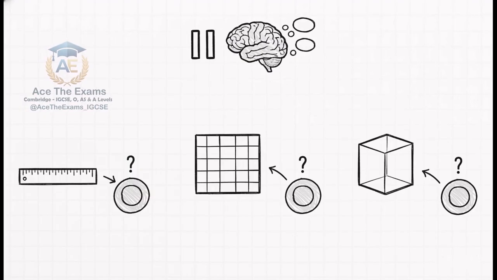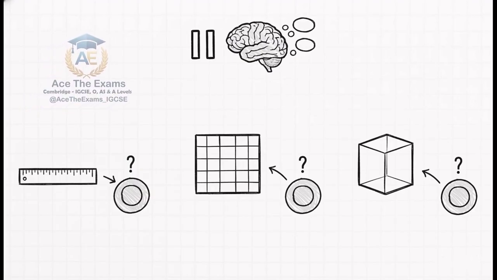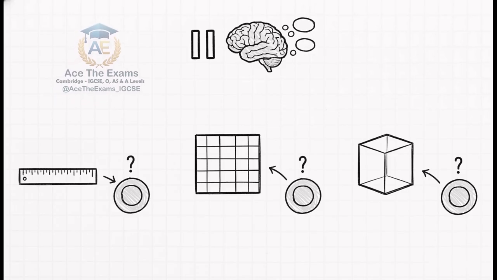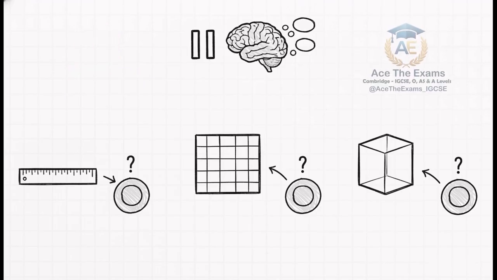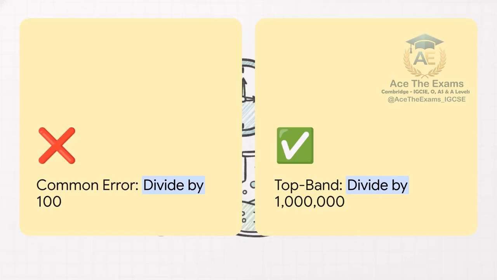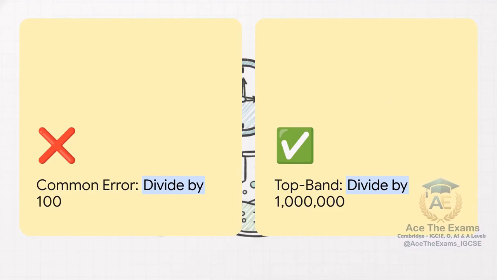All right, now it's time for you to do the heavy lifting. This is a pause and predict challenge. I want you to pause this explainer right now and predict the conversions using the cheat sheet rules we just went over. Convert 500 centimeters, 5,000 square centimeters, and 50,000 cubic centimeters into their proper base SI units. Go on, really test yourself. I'll wait.